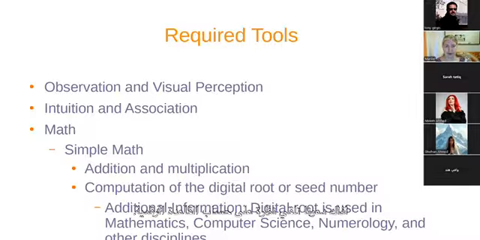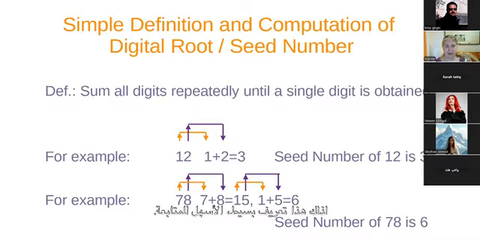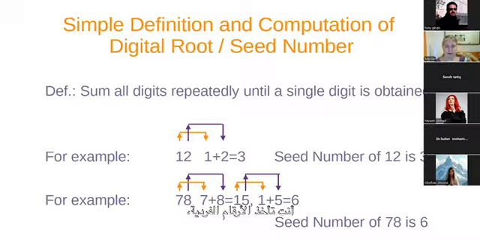So let's look at the computation of the digital root. This is a simple definition, the easiest to follow: sum all digits repeatedly until a single digit is obtained. I have two examples here. The number 12, you take the individual digits 1 and 2 and add them together. The result is 3. So the seed number of 12 is 3.